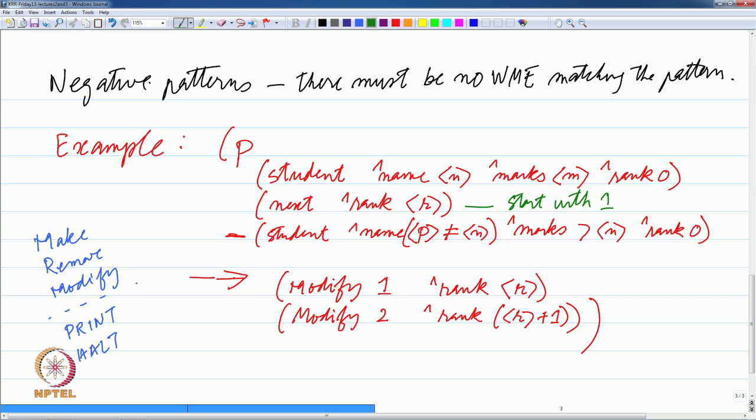and there is no student whose marks are more than m, right. So, I have written n here, it should actually be m. You can put brackets here if you want. There is no student who has got higher marks than the student that we are talking about, and who also does not have a rank.